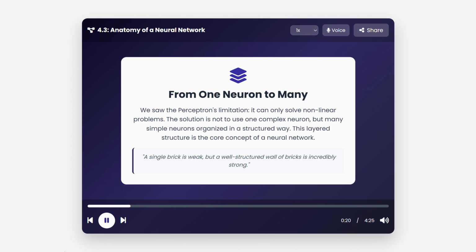The key takeaway from the perceptron was its limitation. It can only solve problems that are linearly separable. The brilliant solution to this is not to build a more complicated neuron, but to connect many simple neurons together in a structured way. Just as a single brick is limited, a wall of bricks, arranged in layers, is incredibly strong. This layered structure is the core concept of a neural network.